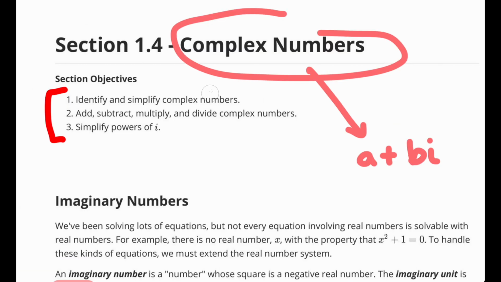So that's a video on complex numbers. You should be able to identify and simplify complex numbers. You should be able to do the arithmetic, the add, subtract, multiply, divide on complex numbers, as well as simplifying those powers of i, where i is the base and then it's raised to some exponent.